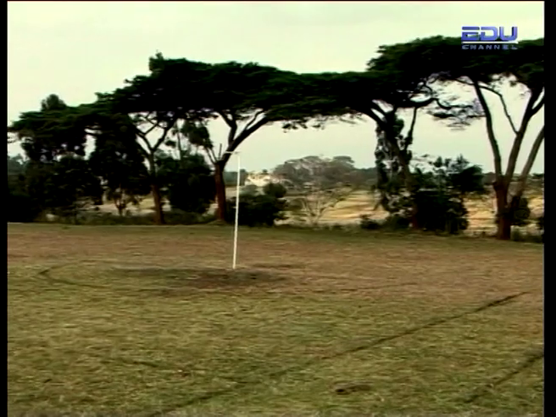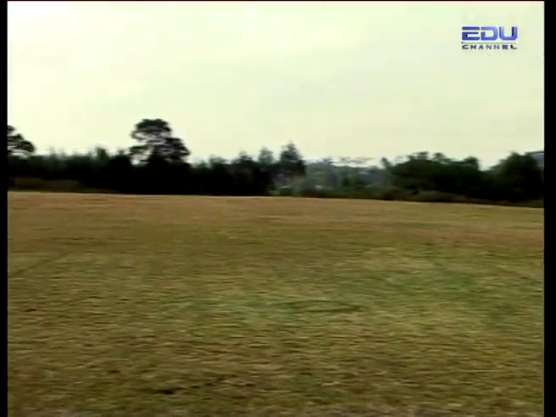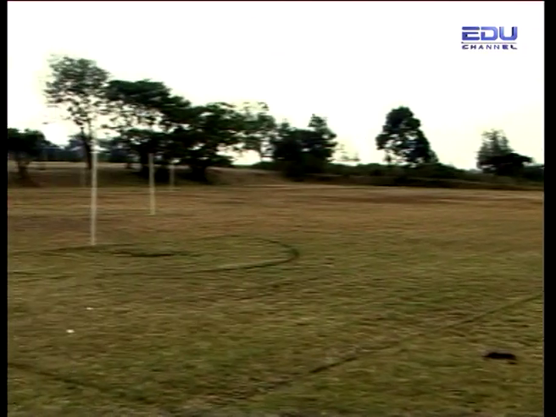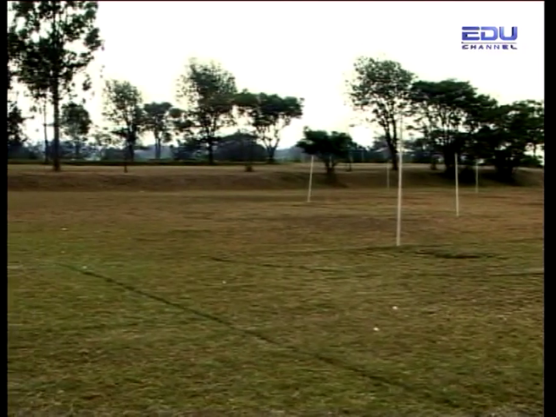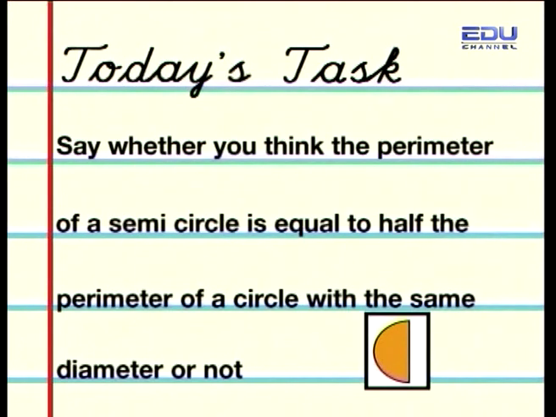During your free time, visit the netball court and identify where the semicircular shapes on the court are. I would like you to first work out their perimeter. Then say whether you think the perimeter of a semicircle is equal to half the perimeter of a circle with the same diameter or not.